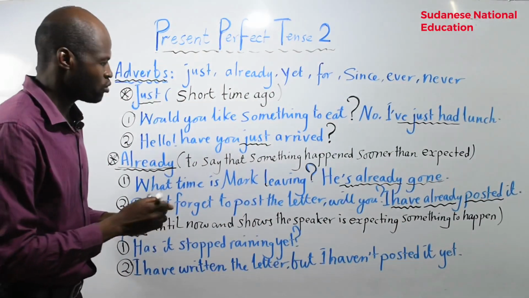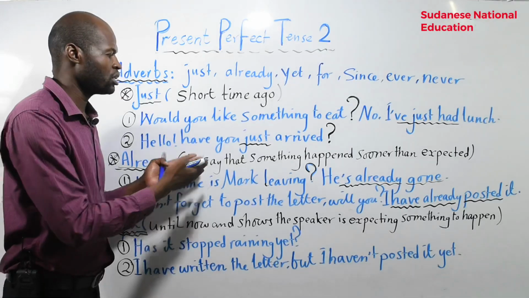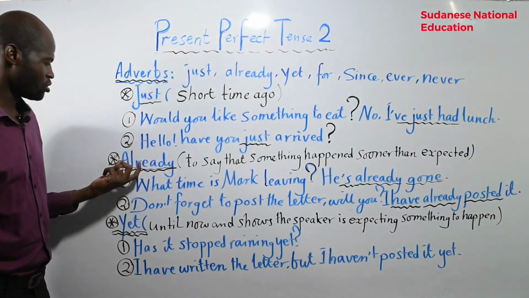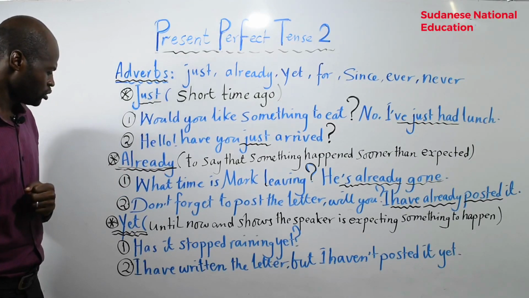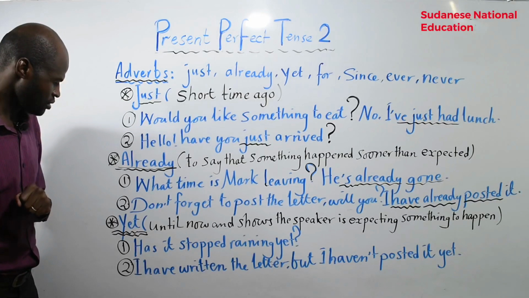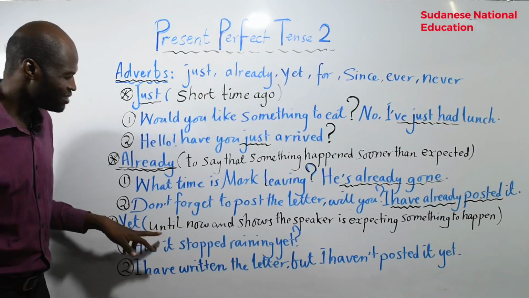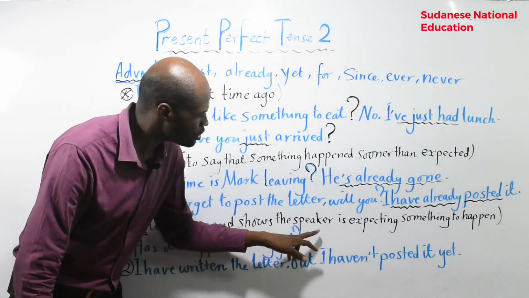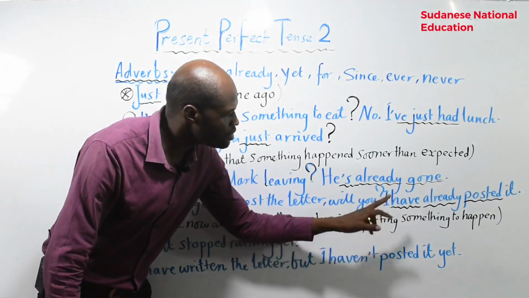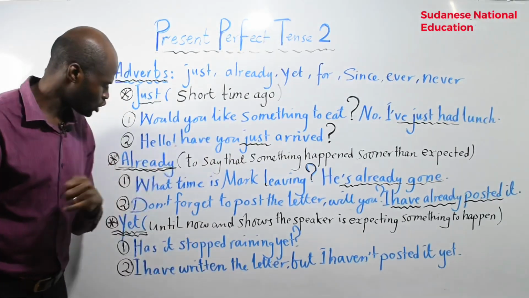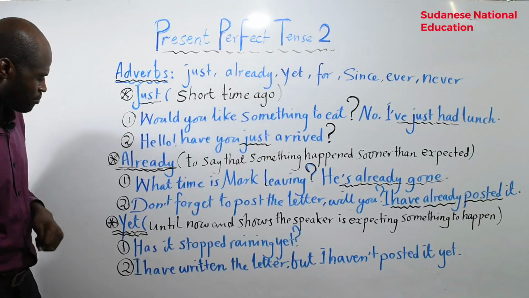So here, when we want to say that something happened sooner than expected, we use the adverb already. Also, we use yet with the present perfect tense, and yet is used to say until now, and it shows the speaker is expecting something to happen. Let's take an example.